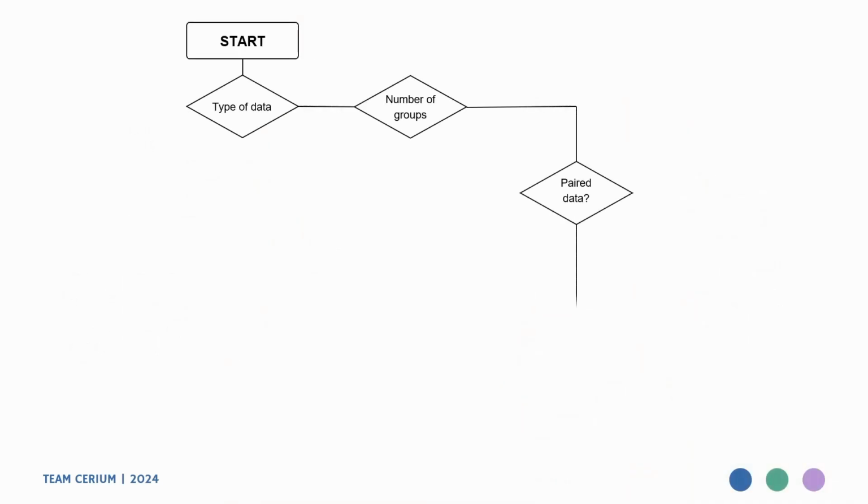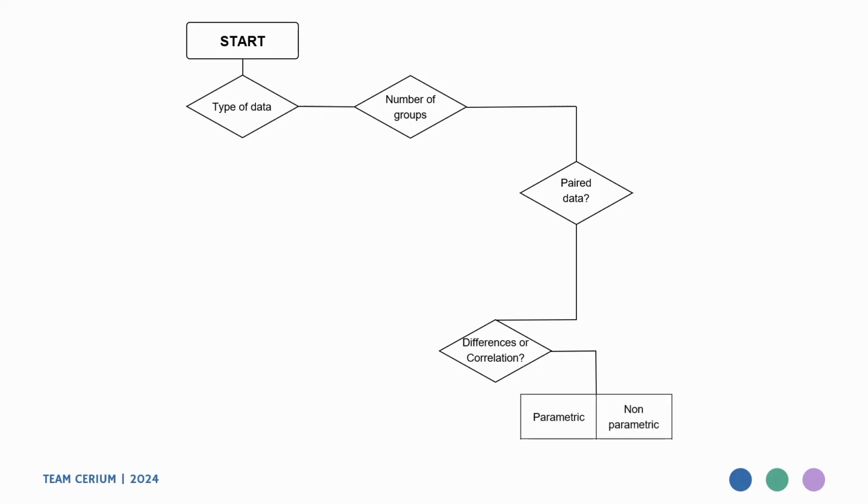In determining the type of significance test that we must use, we have to answer certain questions. First, we have to identify the type of data that we have. We also need to consider the number of groups that will undergo the statistical test, if our data is paired or unpaired, if we're looking for differences or correlation, and if our data are parametric or non-parametric.